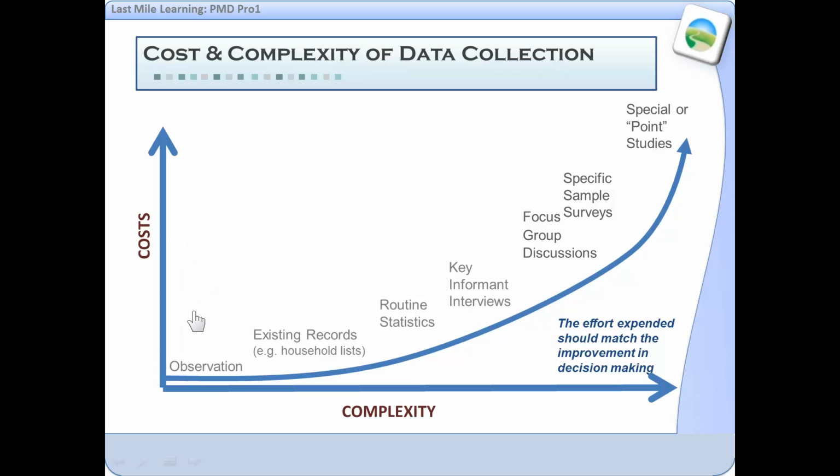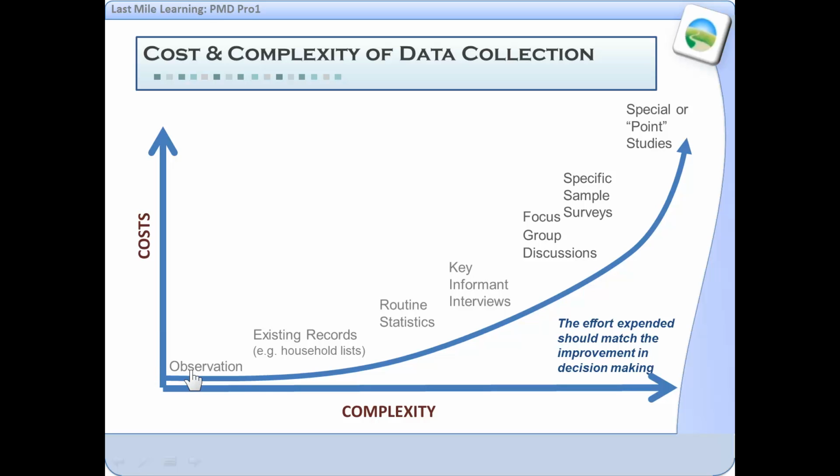This graph shows the cost and complexity of data collection. As you're thinking about what type of data you're going to collect and how you're going to collect it, you have to think about two factors at least. How much is this going to cost? And then you have to build that into your budgets. And what's the complexity? You have to have the human resources and the ability to do it. So this graph just shows from low cost, low complexity to higher cost, higher complexity.